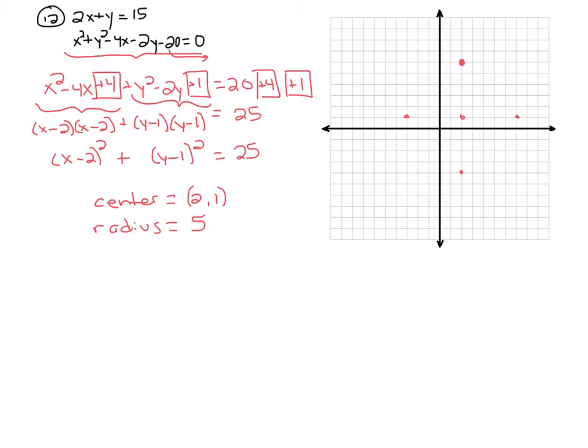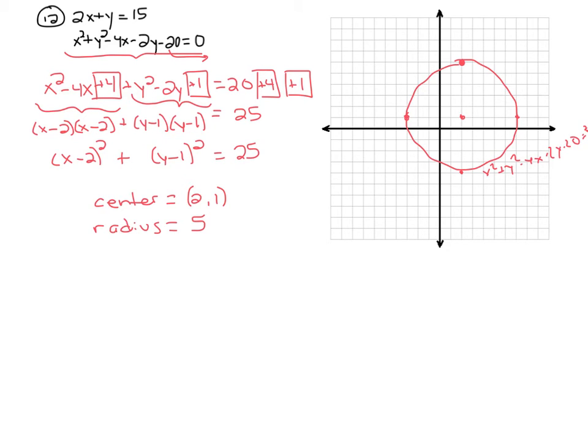Now you guys would be using a compass. Unfortunately, I don't have access on this, so I'm just going to freehand this as best as I can. Right, there we go. And always label. So you can label the original equation, or whatever the equation is in center radius form. I will label it the original equation: x squared plus y squared minus 4x minus 2y minus 20 equals 0.